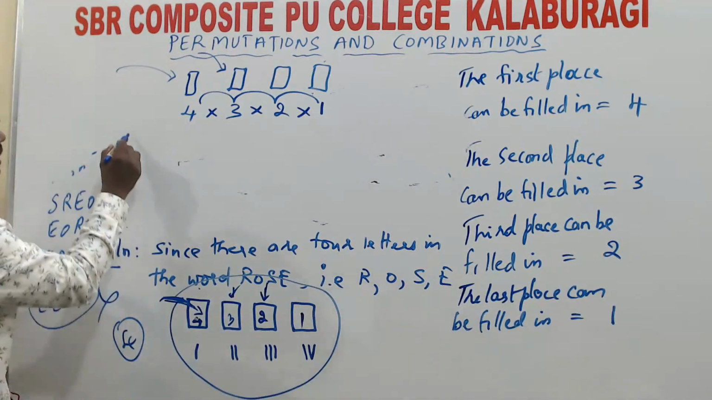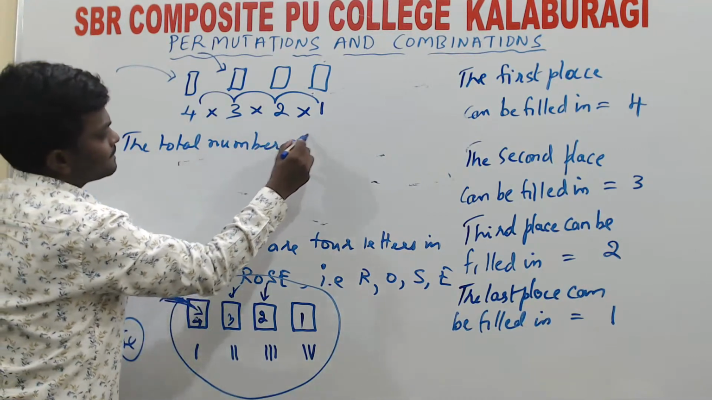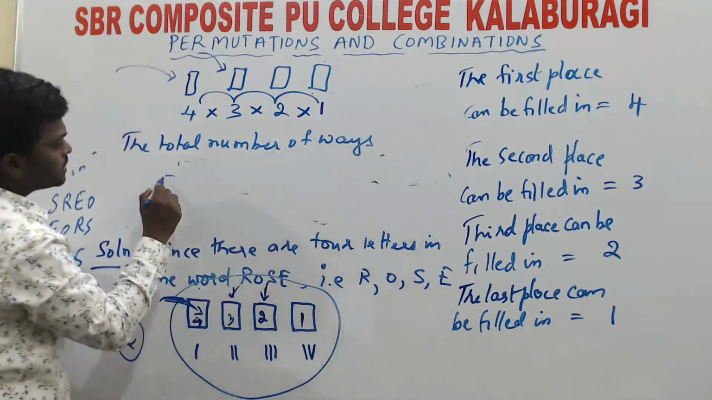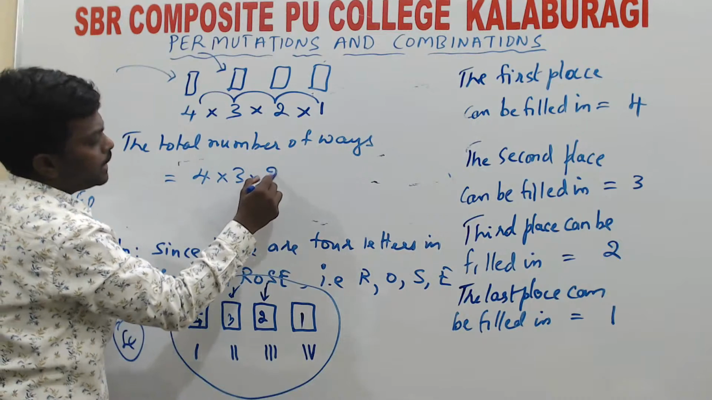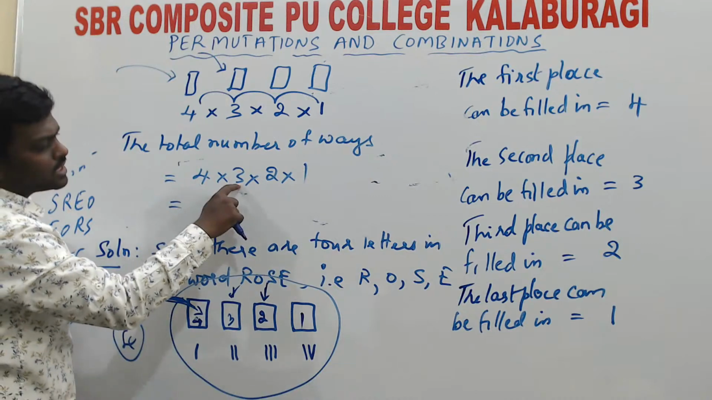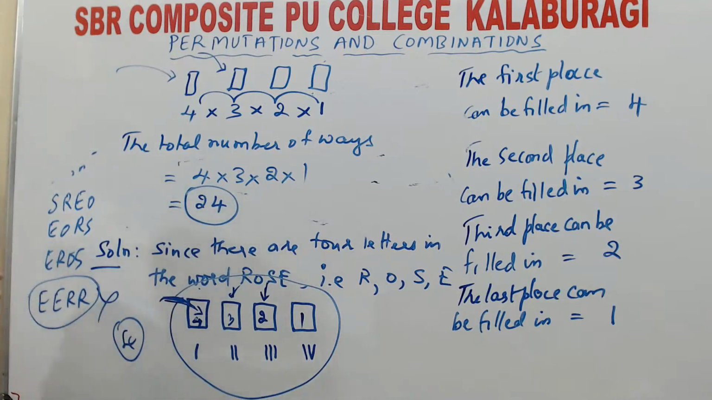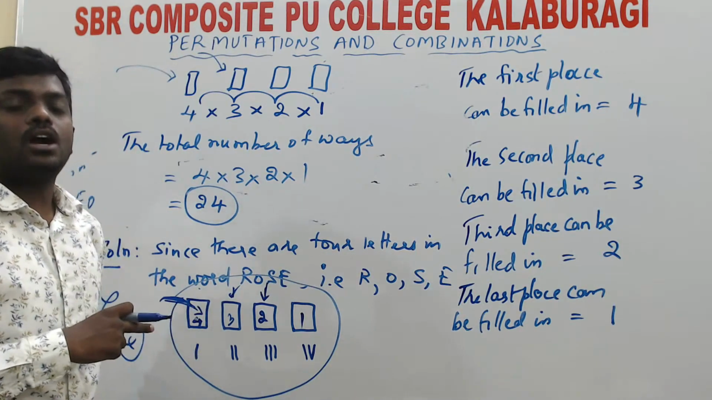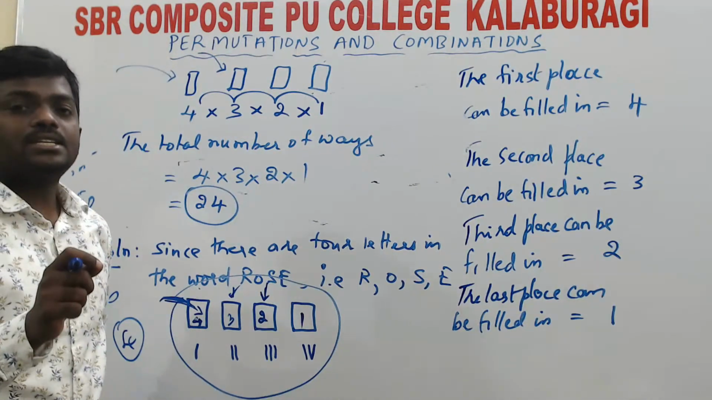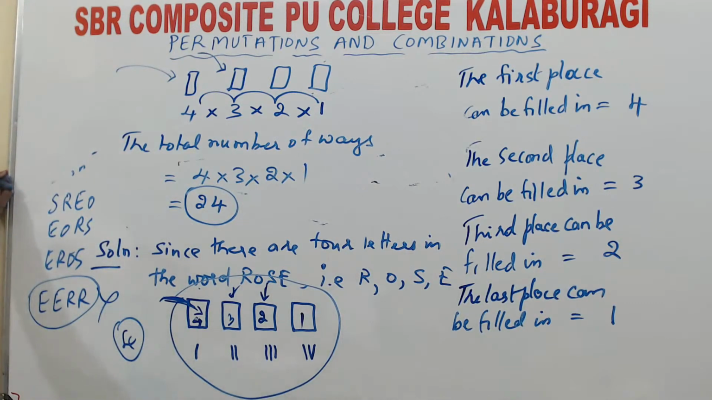So the total number of ways is equal to 4 into 3 into 2 into 1. So now how many words can we form? 4 3s are 12, 12 2s are 24, 24 1s are 24. So we can form 24 words out of the letters of the word rose, where repetition is not allowed. So this is our first example. So the answer is 24. So 24 words we can form out of the letters of the word rose.